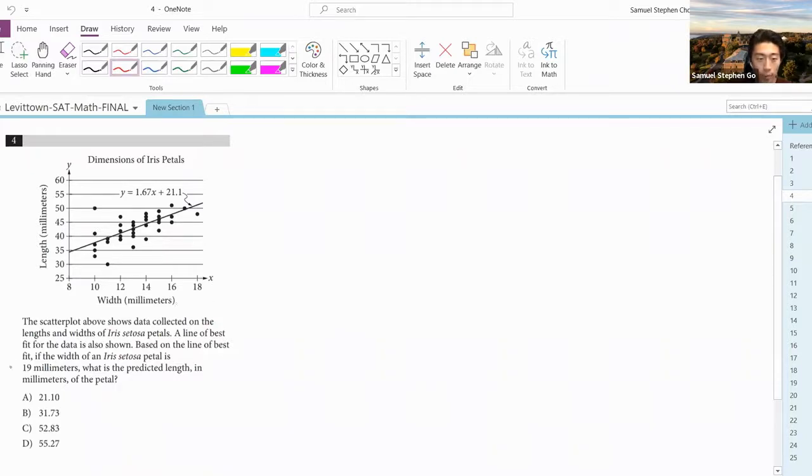A line of best fit for the data is also shown. Based on the line of best fit, if the width of an iris petal is 19 millimeters, what is the predicted length in millimeters of the petal?